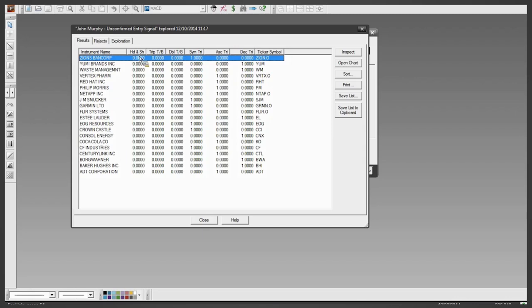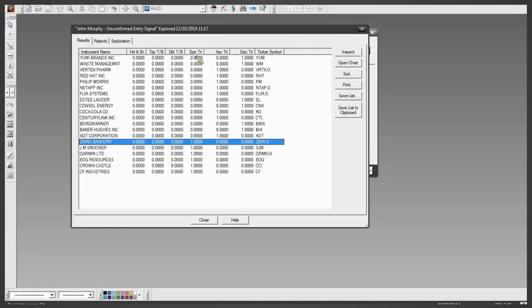Now in each column we have our head and shoulders, we have our triple tops and bottoms, our double tops and bottoms, our symmetrical triangles, ascending triangles, descending, etc. So we have the breakdown of each pattern in these columns, and if it has a 1 next to it, that means that it did actually tick with that pattern. In other words, it does have that pattern currently.